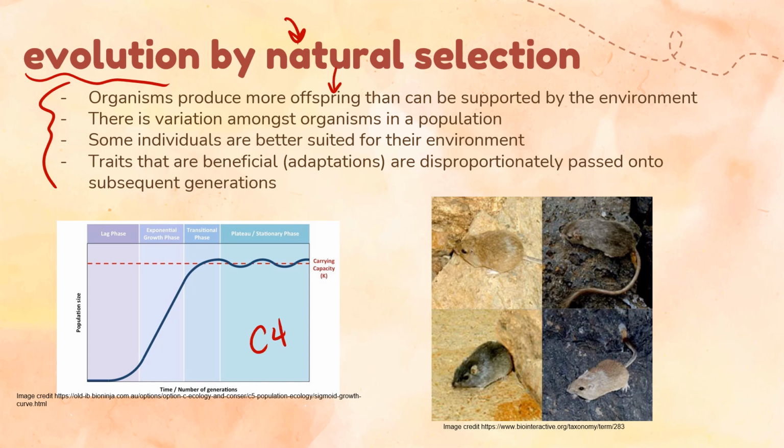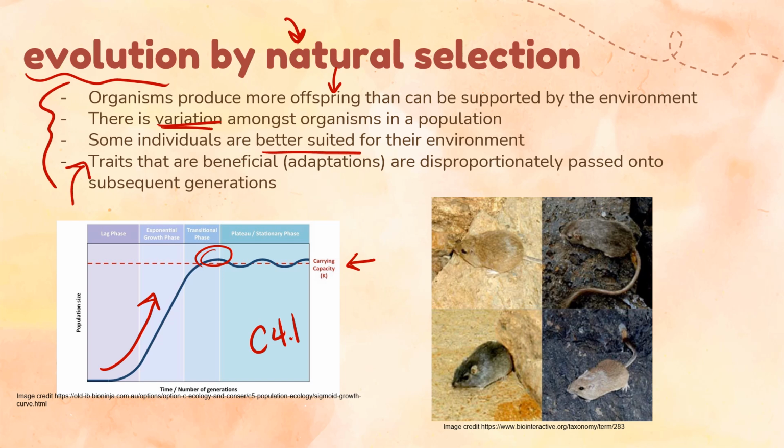Remember way back in topic C4.1, populations and communities, we looked at this sigmoidal growth curve. We talked about how population numbers will increase rapidly until we get to carrying capacity. Sometimes the population number can overshoot that carrying capacity, and that's when competition comes into play. Because there is some kind of variation amongst the organisms in a population, some are better suited for the environment, and therefore they can outcompete the other members of the species.